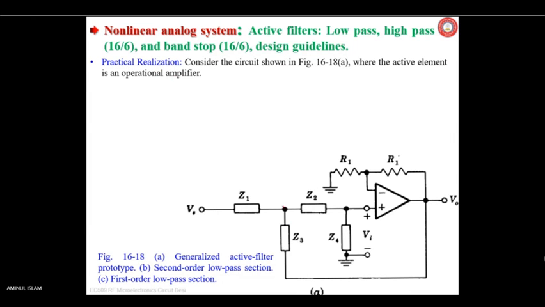The practical realization of the various kinds of filters we'll be discussing now. Consider the circuit shown here, where the active element is an operational amplifier. It has been symbolized as Z1, Z2, Z3, Z4. In place of these, sometimes we'll be connecting capacitors, sometimes resistors, in different configurations to get different kinds of filters. This is a generalized active filter. You have the op-amp, so it is an active filter. The passive components will be connected in different ways to get different kinds of filters.